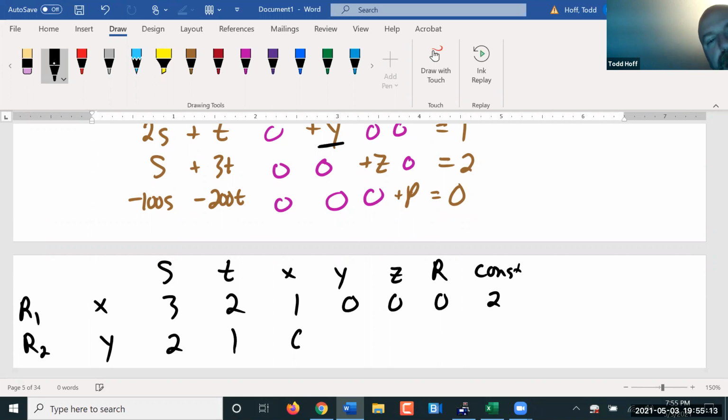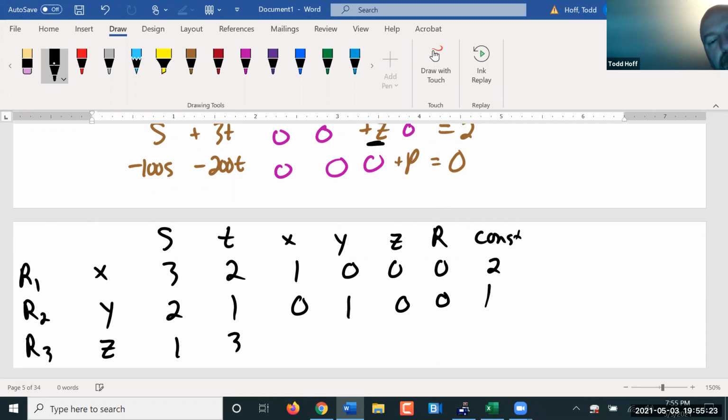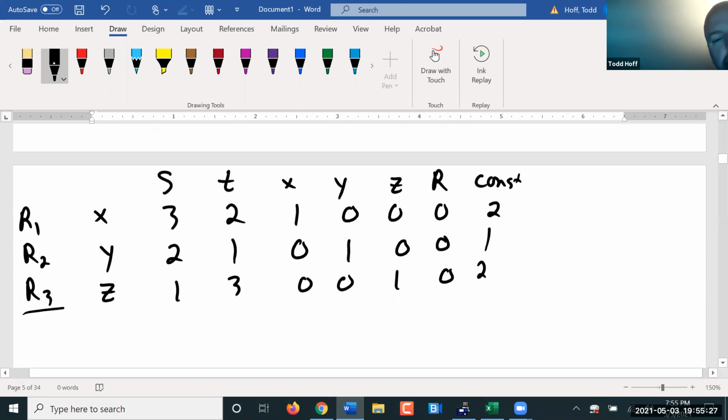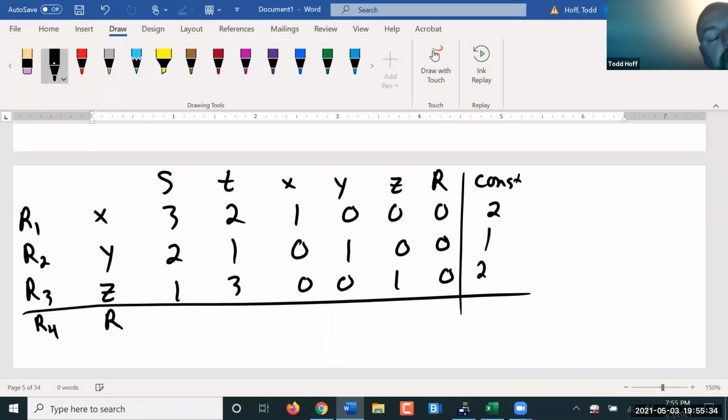That's 2, 1, 0, 1, 0, 0, 1. My third row is going to be the Z row, row Z. The Z was my slack variable, so 1, 3, 0, 0, 1, 0, 2. And finally, my fourth row is my row P or row R, whatever you want to call it, with the negative 100s, negative 200 for T, 0, 0, 0, 1, and 0.